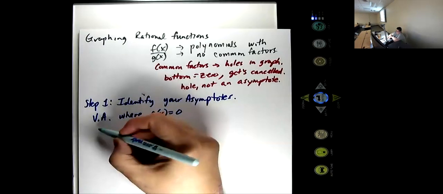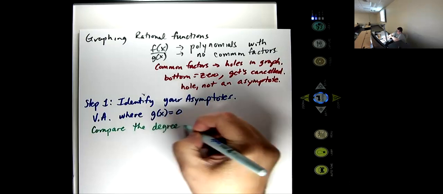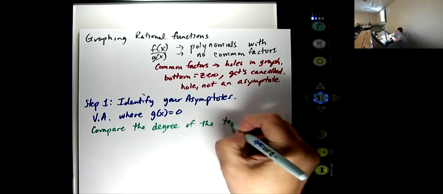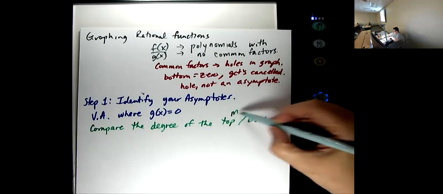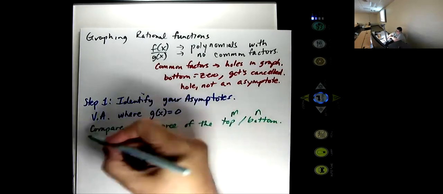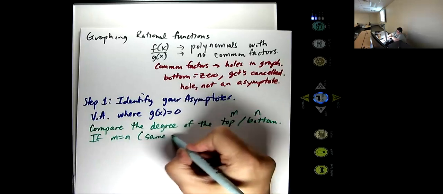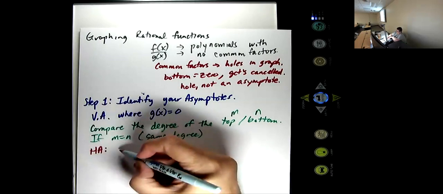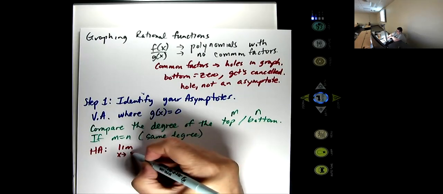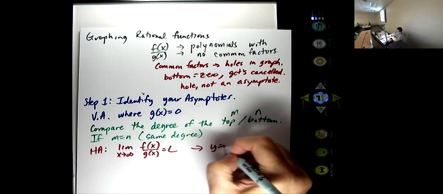So for the next part, compare the degree of the numerator and denominator, top and bottom. Let's say it's M and N. If M equals N, they're the same degree. This is where you have a horizontal asymptote. The horizontal asymptote is where the limit as x goes to infinity of f of x over g of x equals L. We have a horizontal asymptote at y equals L.